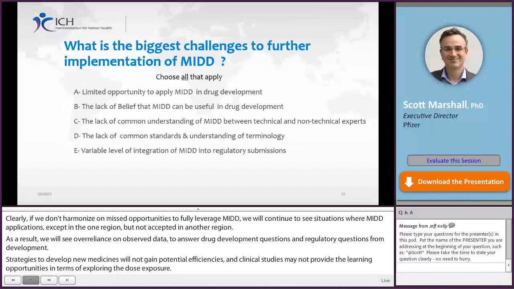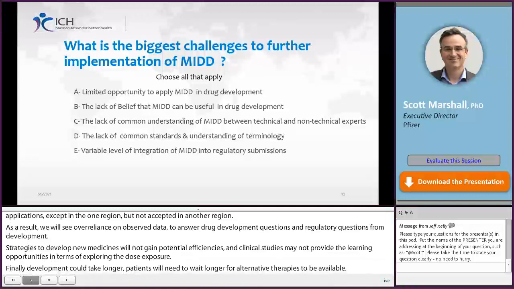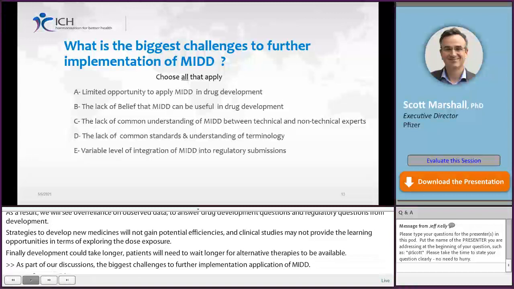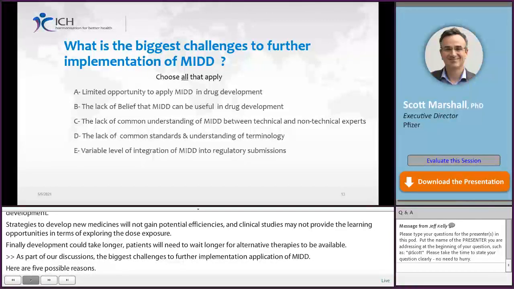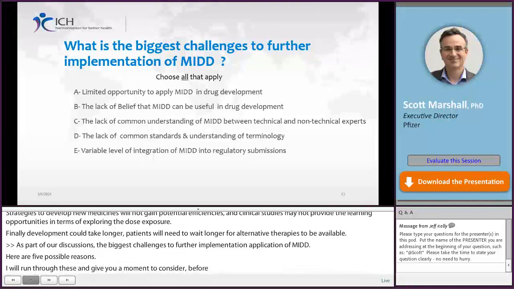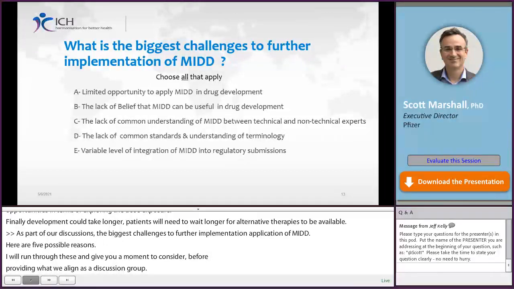As part of our discussions, we've debated what are the biggest challenges to further implementation and application of MIDD. Here are 5 possible reasons. I'll run through these and give you a moment to consider yourselves before providing what we aligned on as a discussion group. So option A is that there is limited opportunity to apply MIDD in drug development, and that is the biggest challenge. Option B is a lack of belief that MIDD can be useful in drug development.